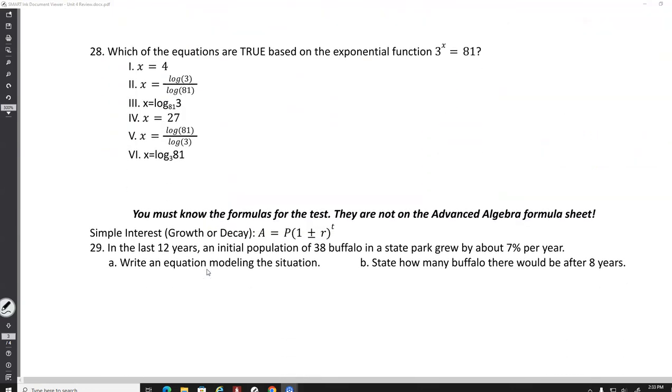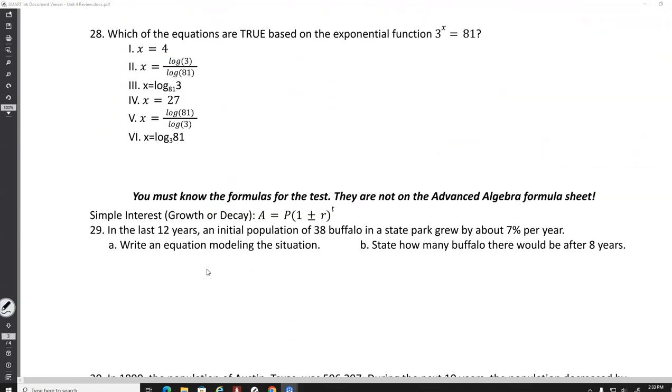All right, moving on to number 28. Which of the equations are true based on an exponential function? So again, the steps to turn it into a log. This will be 3 to the x equals 81, so log base 3 of 81 equals x. So right there, I can say that the correct answer for this one already in this step is number 6.